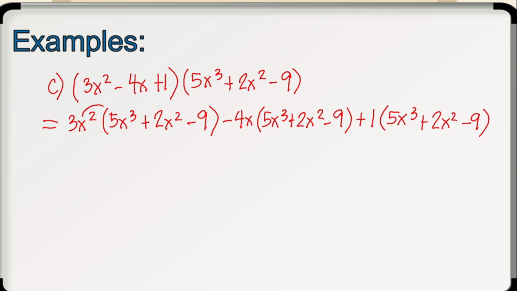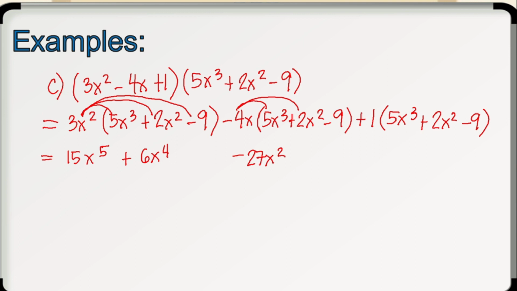Then, multiply 3x squared to each term of the second polynomial, which is 3x squared times 5x cubed is 15x raised to 5. 3x squared times 2x squared is 6x raised to 4. And 3x squared times negative 9 is negative 27x squared. We will leave a space for the variable with the exponent of 3.